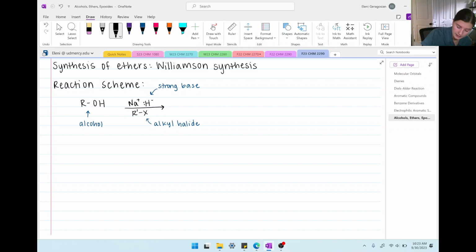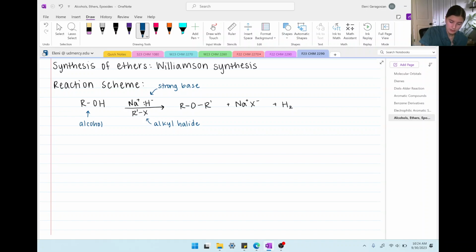The result is the R group and the oxygen from the original alcohol will then be bonded to the R group from the alkyl halide. So that's R prime here. Byproducts are sodium with whichever halide is bonded in the alkyl halide, and we get hydrogen gas. This is a favorable reaction. We're releasing hydrogen gas as a product.